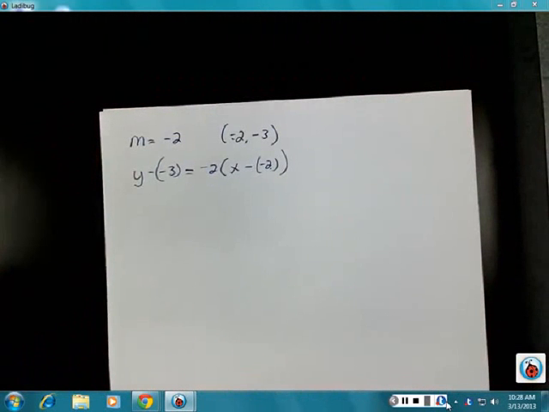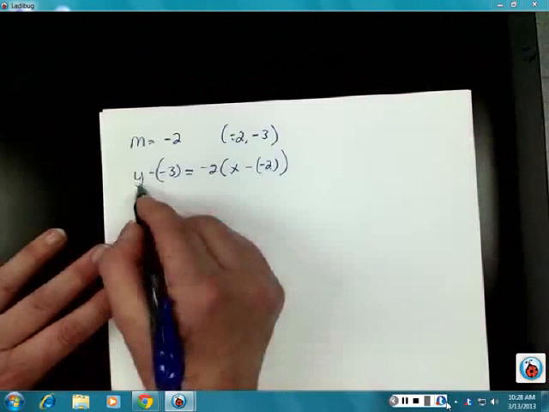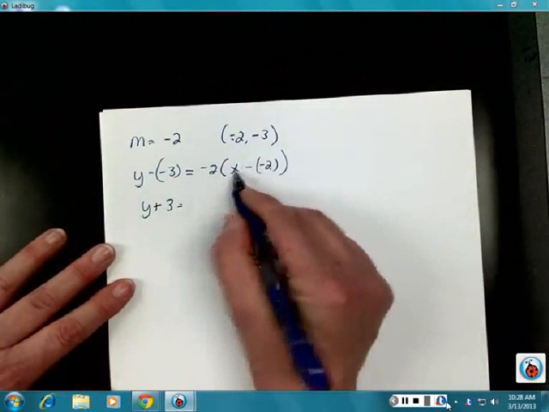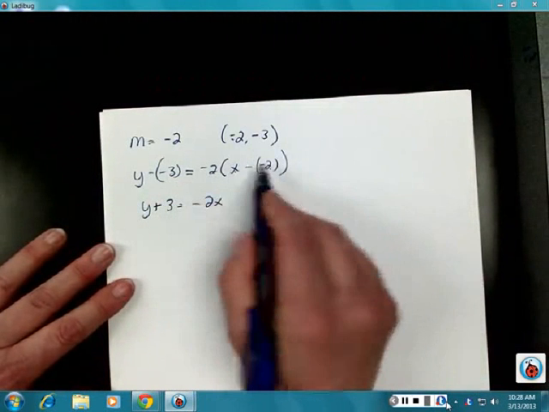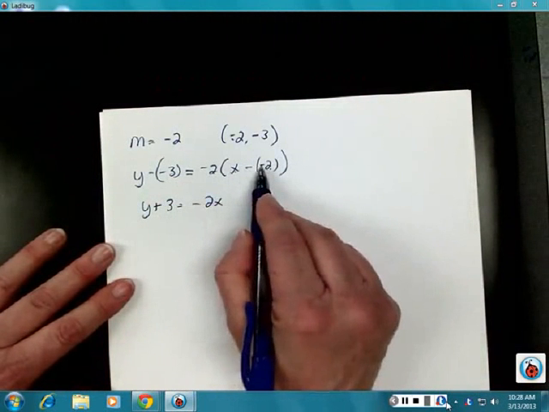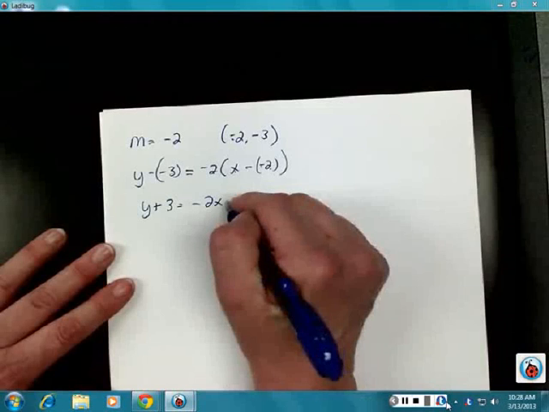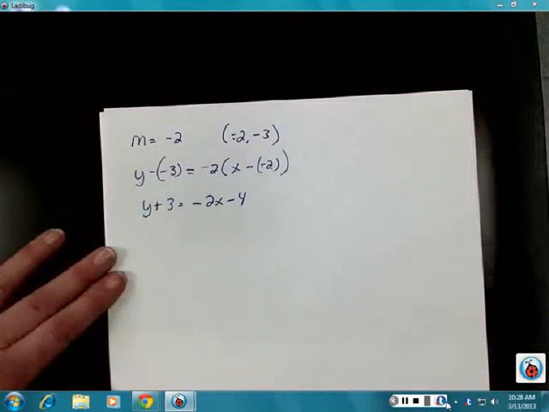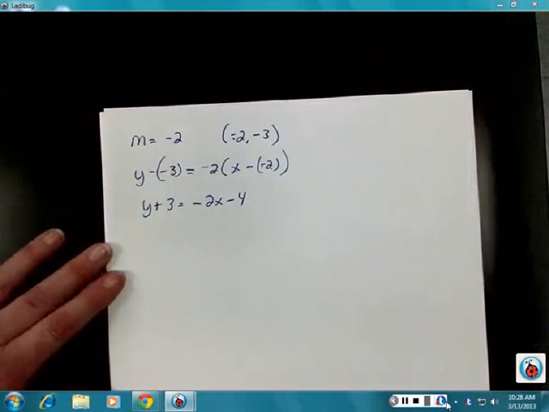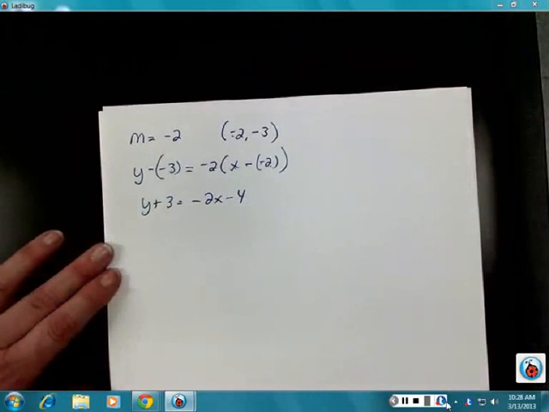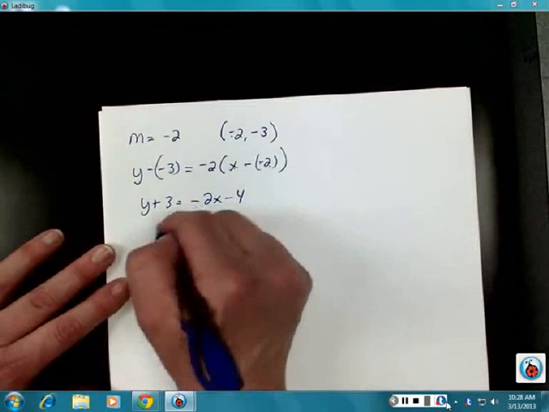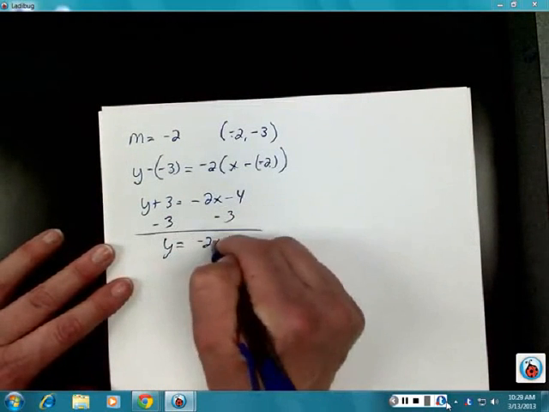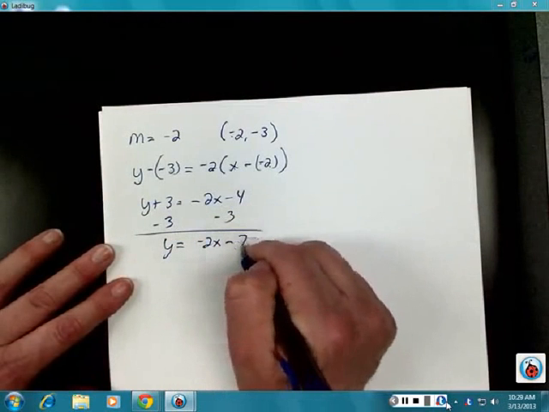So then this would become y plus 3. Negative 2 times x is a negative 2x. Negative times, that's a positive 2 times a negative 2 is really a negative 4. So you just substitute. Just replace the letter with whatever you have. And so then if I finish this one, I'm going to minus 3 from both sides. And I find y is equal to a negative 2x minus 7.